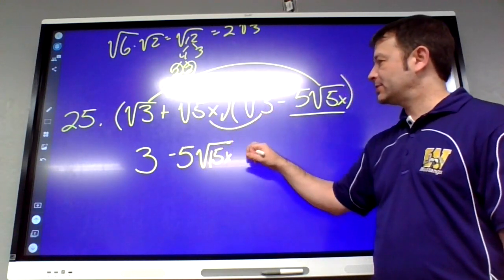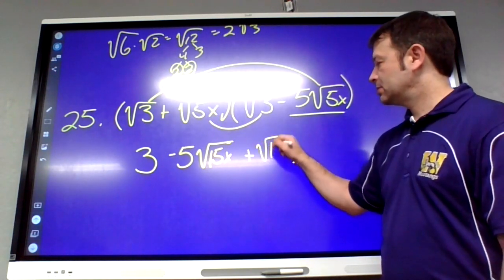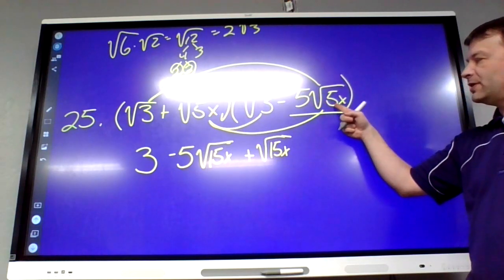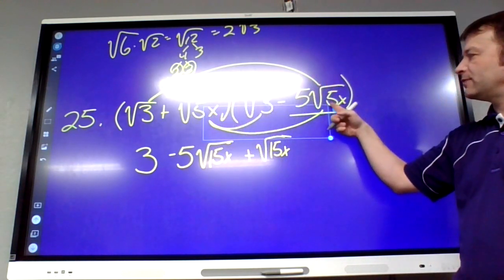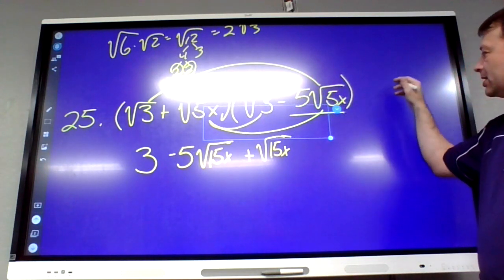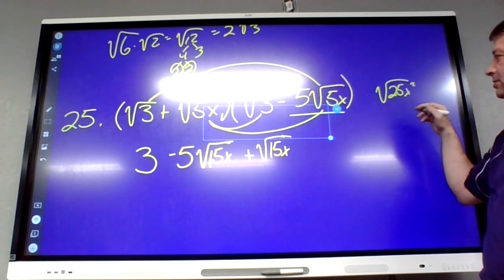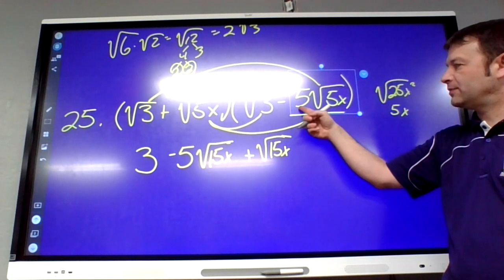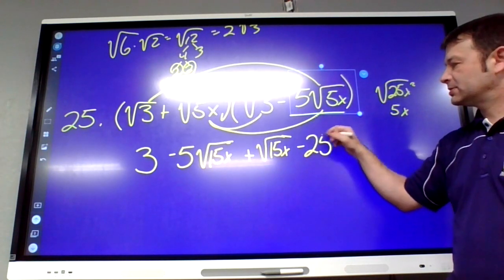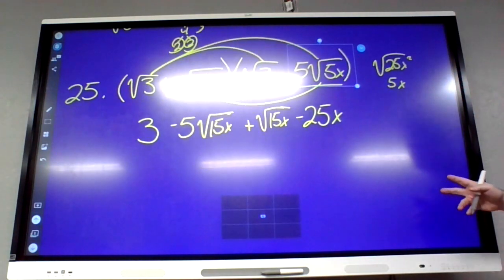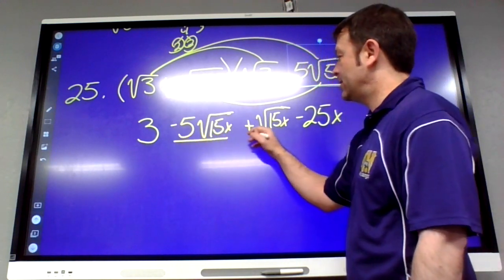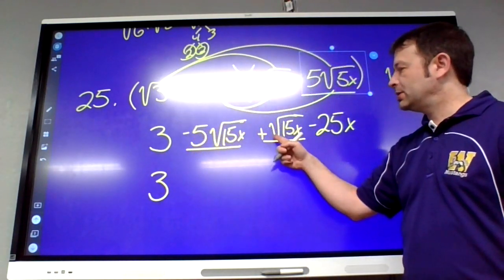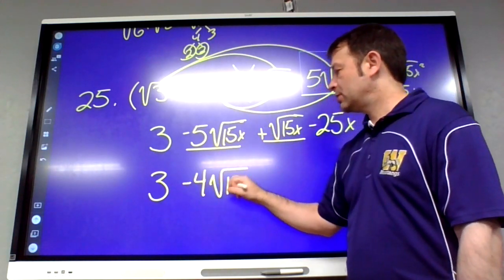Inside, square root of 3 times square root of 5x. And the last, square root of 5x times negative 5 square root of 5x. What is square root of 5x times square root of 5x? 5x. You could say it's square root of 25x squared, but that is just 5x. So what's 5x times negative 5? Negative 25x. Okay, do we have any like terms? Yeah, these middle two. Negative 5 square root of 15x plus 1 square root of 15x. So the 3 is alone. Negative 5 plus 1 is negative 4 square root of 15x.